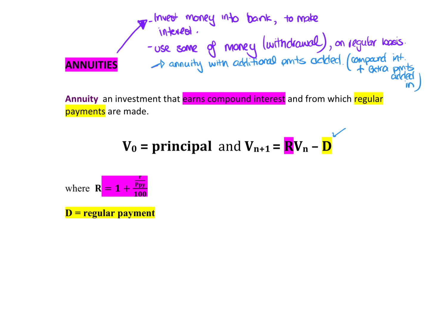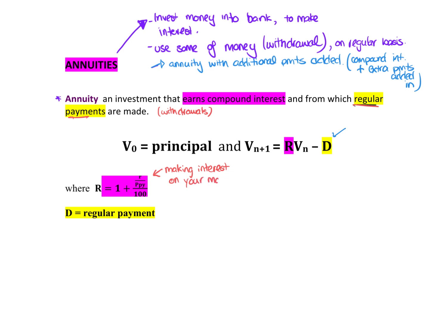So anyway, we're going to go with the original scenario, what it normally is, which is an investment that earns compound interest and from which regular payments are made. Sometimes you might want to write regular payments. It's like you're making withdrawals, taking it out of your bank account. You can see the common ratio here is 1 plus, because you are making interest on your investment, on your money.